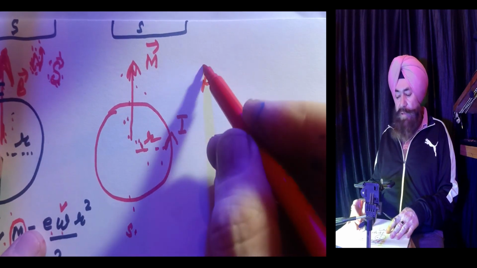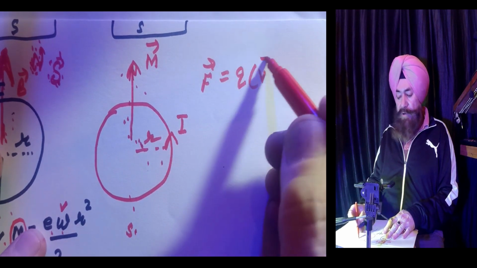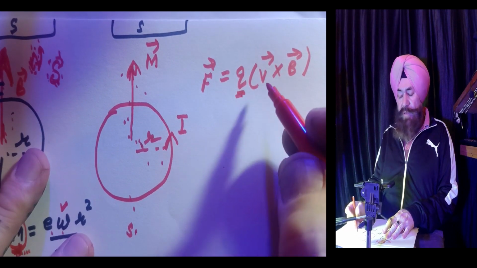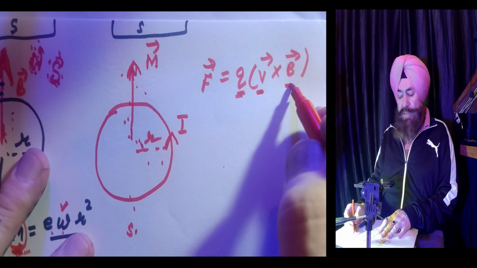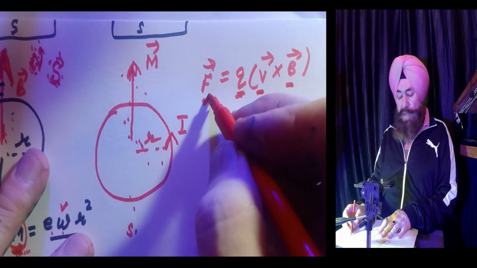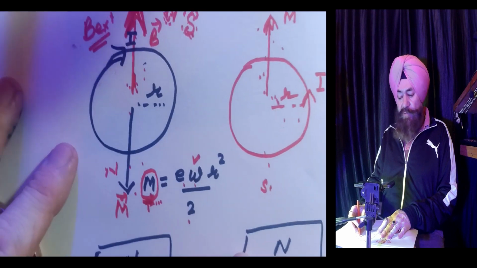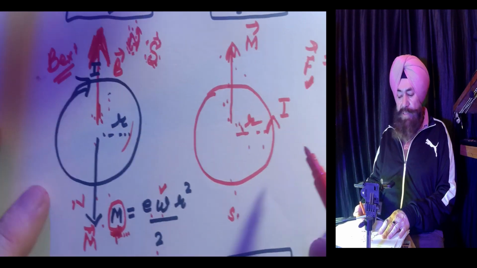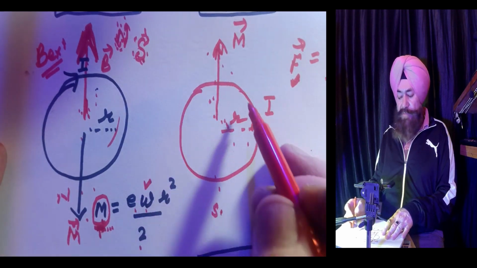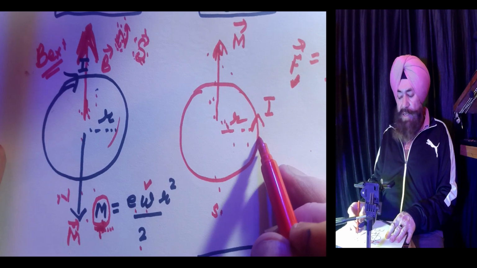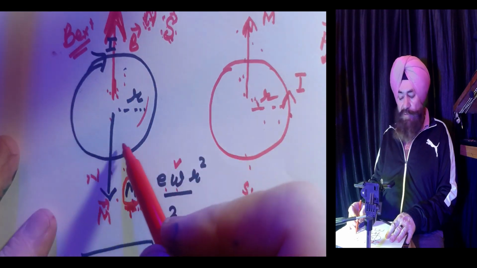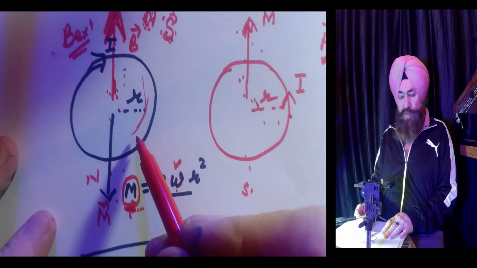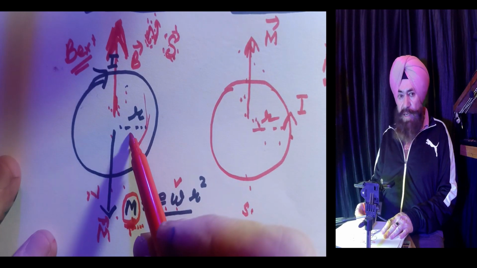Now a formula: force is equal to Q V vector cross B vector. It means if there is a charge circulating with velocity V in a magnetic field B, it will experience a force F. That means this current which is clockwise will experience a force. This current which is anti-clockwise will also experience a force. Now the problem is, what about the direction of the force on this current?